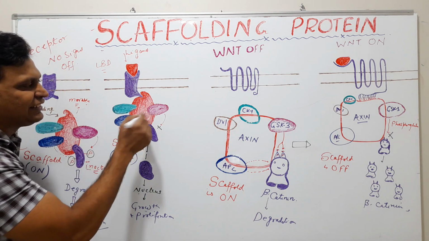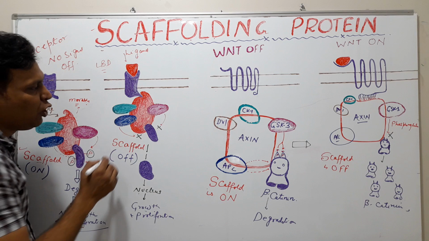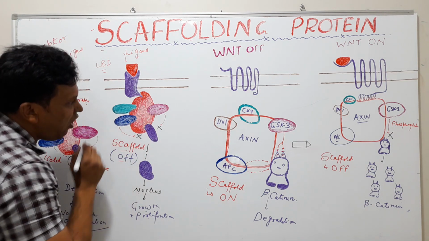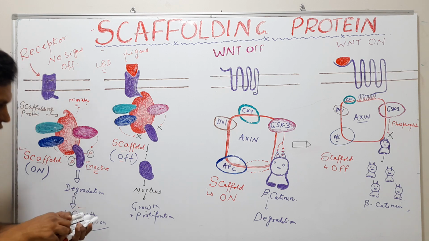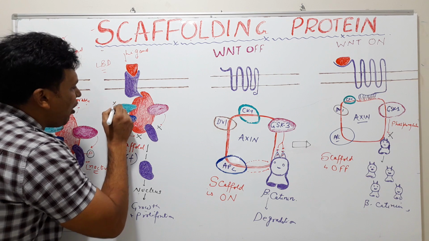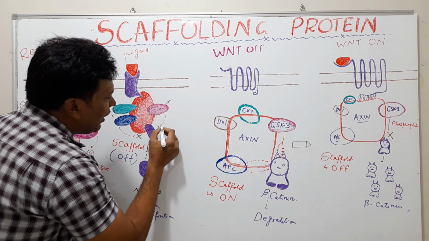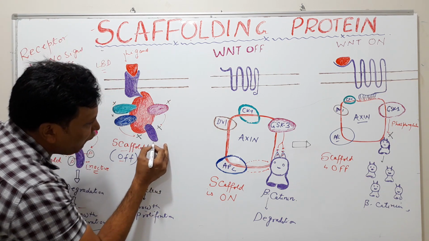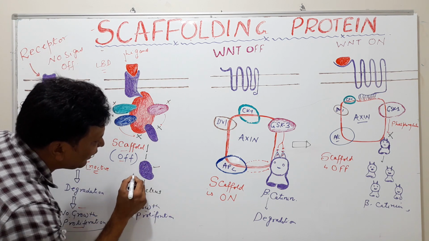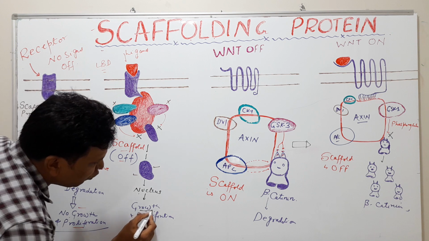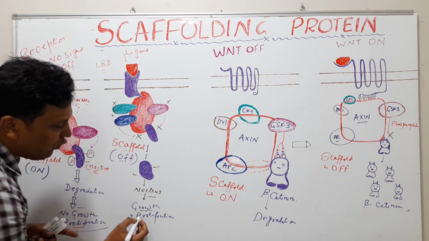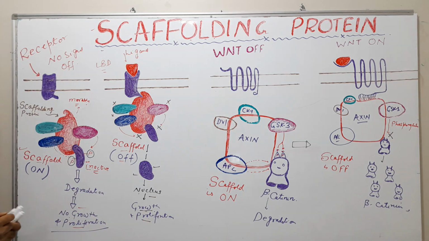Now the situation is completely different. What does it mean? When this scaffolding is bound here, this scaffolding is off. When this scaffolding is off, then these kinases become off. Then further there is no phosphorylation, and this protein molecule becomes active and goes to the nucleus to activate the nuclear machinery for growth and proliferation.